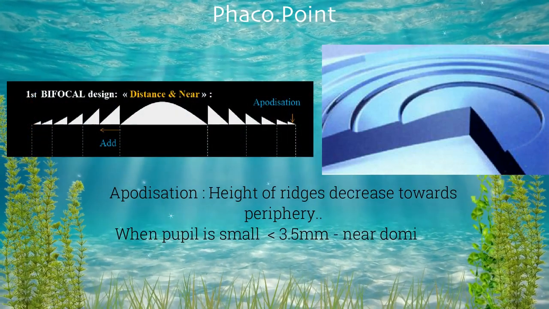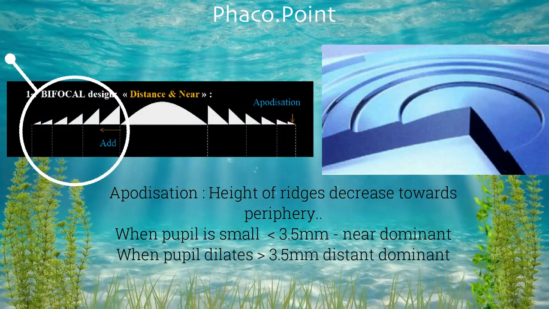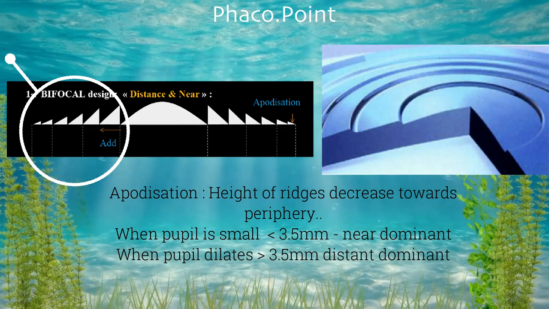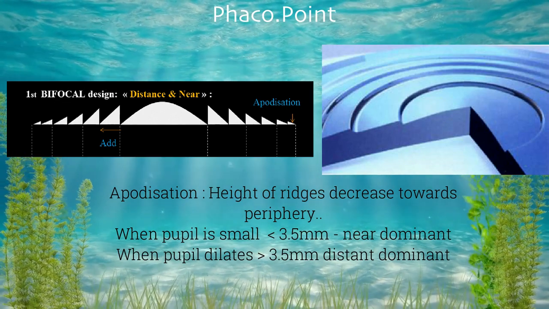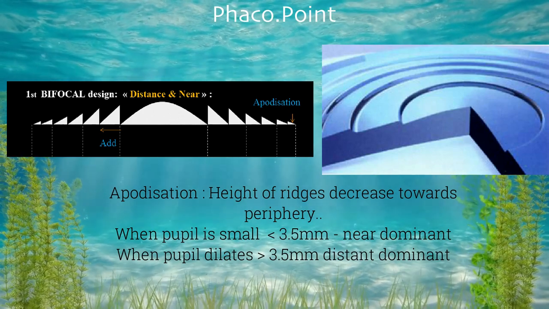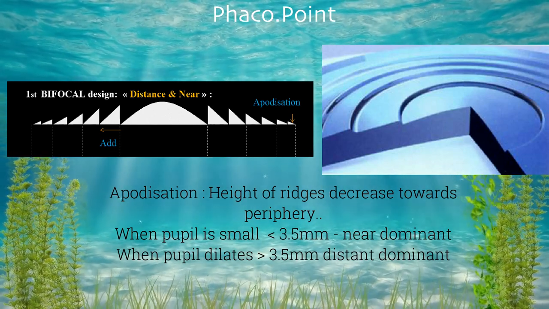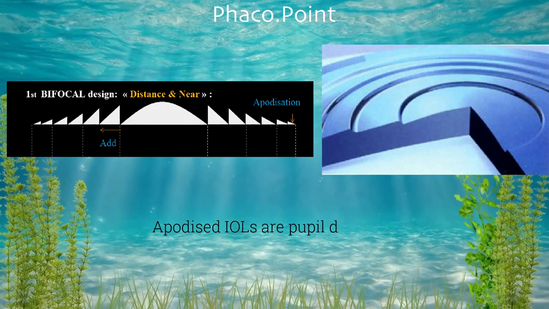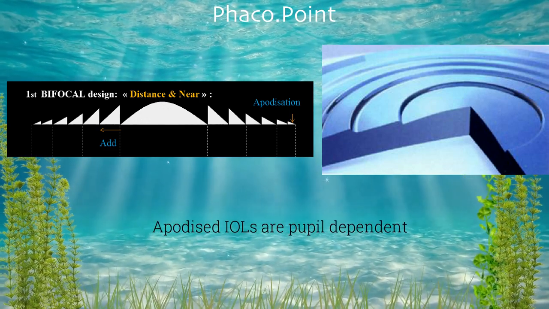Now, this fact is utilized in a phenomenon called apodization, where the height of the ridges is progressively decreased from the center to the periphery, such that when the pupil is small, there is more light energy being directed towards the near focus, and when the pupil dilates, there is more light energy going to the distant focus. Now, the disadvantage of having an apodization is that it is pupil dependent.